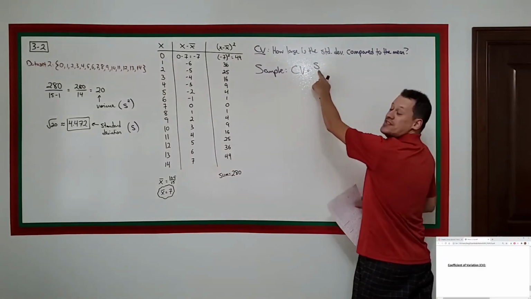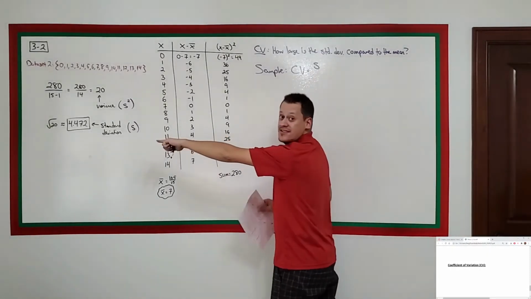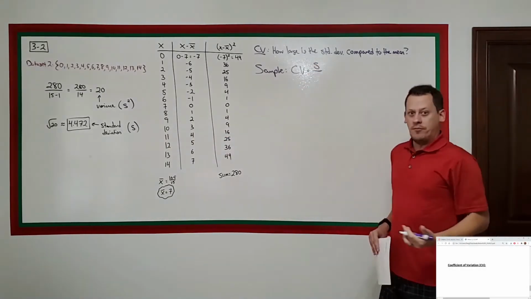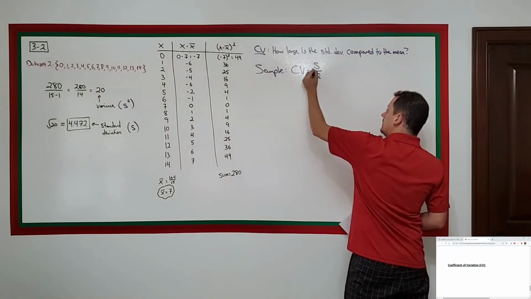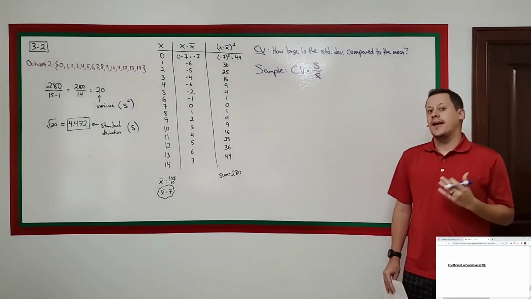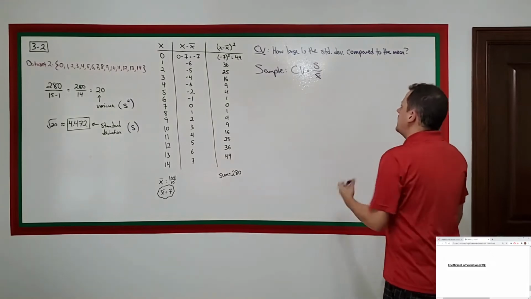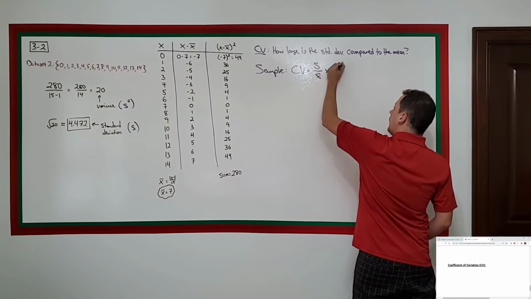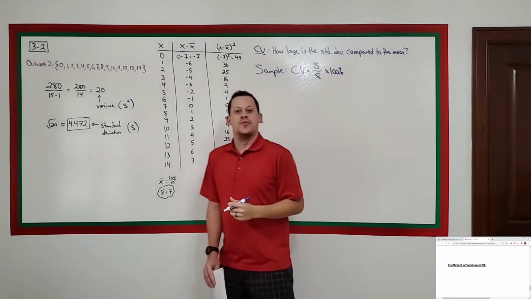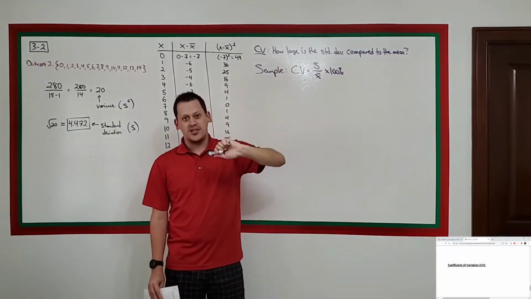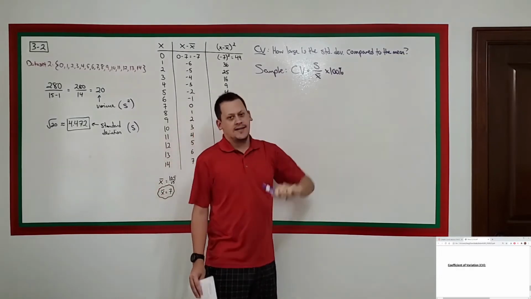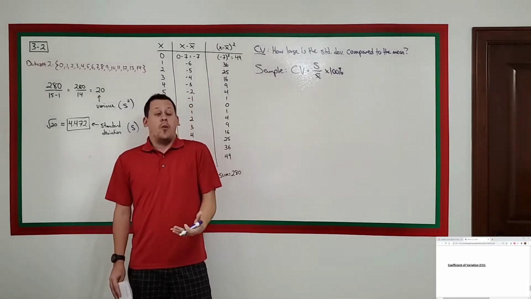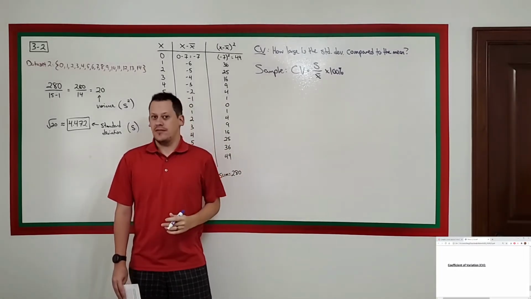So when we use s in this formula, we're talking about the standard deviation for a sample. We're going to take the standard deviation and divide it by the sample mean, x bar. Standard deviation divided by mean. And we're going to multiply it by 100% because the coefficient of variation is always reported as a percentage. Always. Okay, so it's essentially what percent of the mean is the standard deviation.